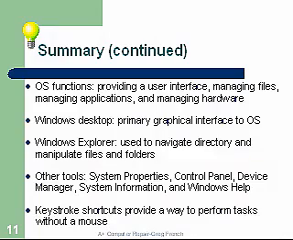Windows Desktop, the primary graphical interface to the OS. Windows Explorer, used to navigate directories and manipulate files and folders. Other tools: system properties, very important. Control panel, Device Manager, very important. System information, very important. And the Windows help. Keystroke shortcuts provide a way to perform tasks without the use of a mouse. Can be very helpful when the mouse isn't working.